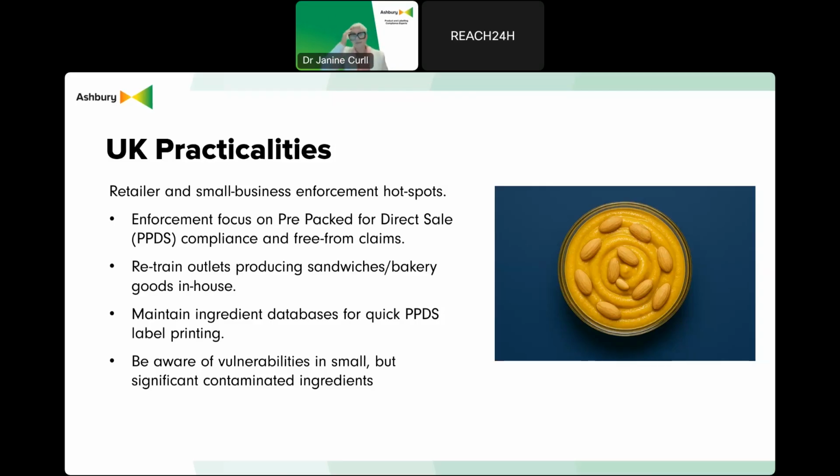Maintaining ingredient databases is critical. Quick and accurate PPDS label printing depends on having up-to-date ingredient information. Without this, businesses risk mislabeling and enforcement action. And finally, we need to be aware of vulnerabilities in contaminated ingredients. These are sometimes hiding serious risks like spices, seasonings, or condiments that can carry allergens deep into the supply chain without notice for some time.